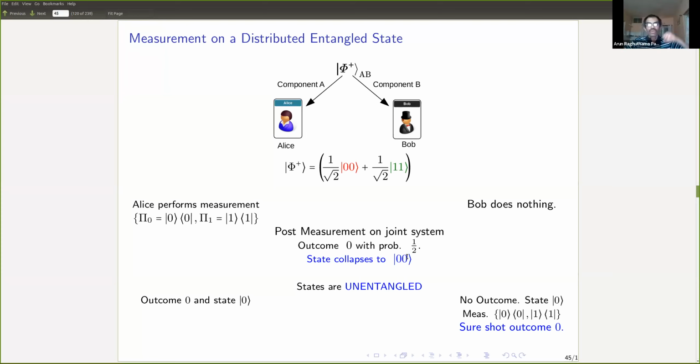Remember I told you Alice is in Krakow and Bob is in Warsaw. They have this entangled pair. Alice just performs a measurement. She gets a random outcome. And the moment she gets the random outcome, she knows Bob will get exactly the same outcome. Because the state has collapsed. So once she's performed this measurement, Bob's state has also collapsed. So now when he performs the measurement, the outcome is deterministic.